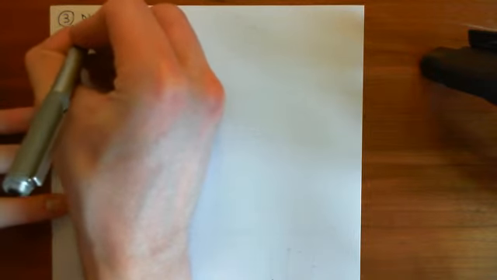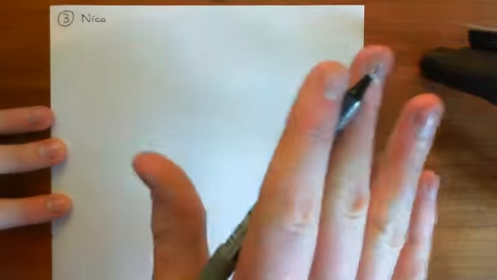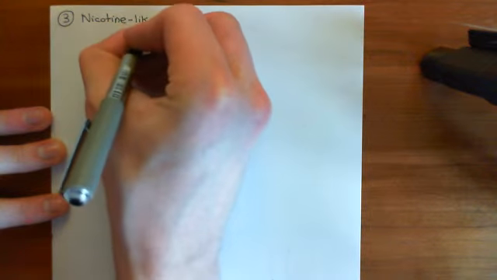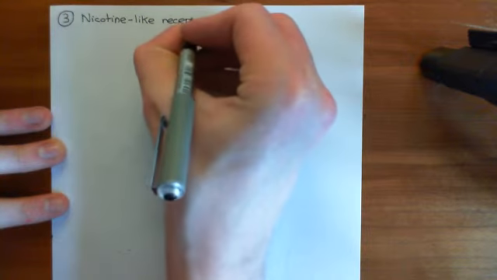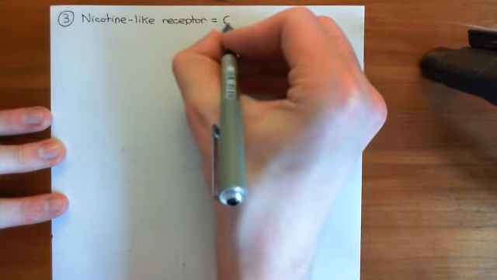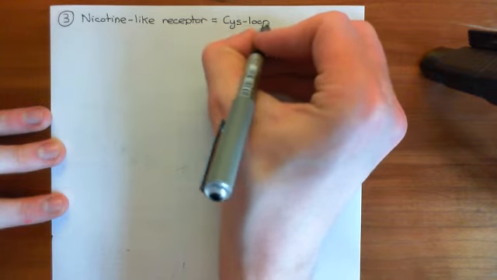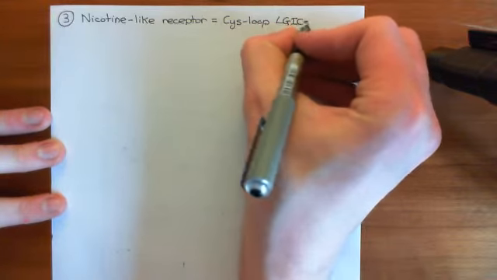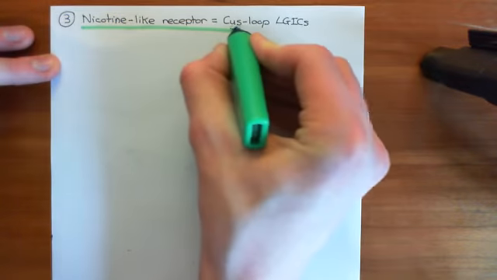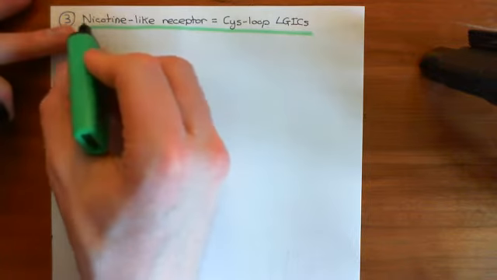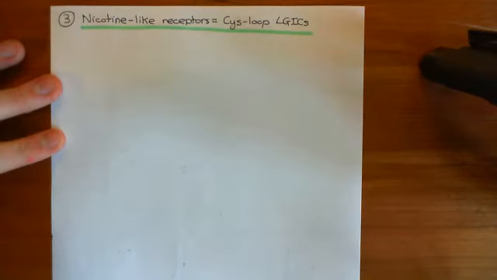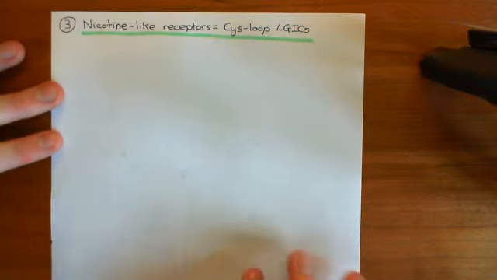Superfamily number 3 is by far the most studied of all the families of ligand-gated ion channels. Its modern name is the nicotine-like receptor family of ligand-gated ion channels. However, it has an old name which is still in far greater use than this new name, and the old name is the cis-loop ligand-gated ion channels. This third family is going to contain some very famous receptors. You might be able to guess by the new name, nicotine-like receptors, what major family of receptors is going to be within this superfamily of ligand-gated ion channels.